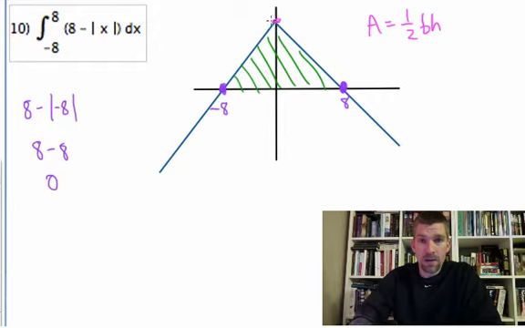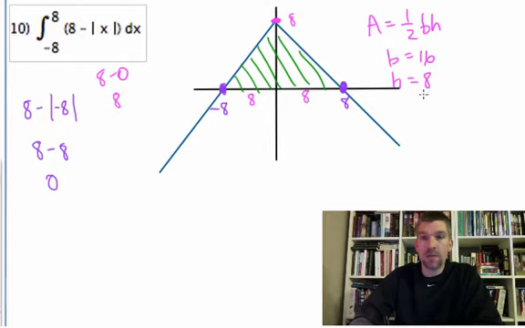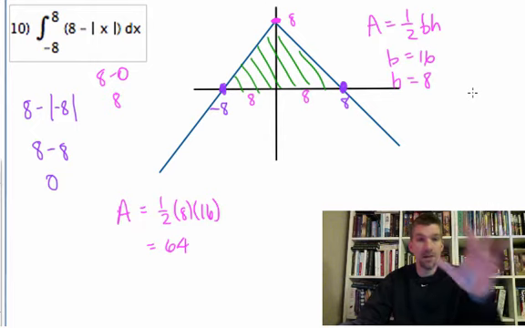The height right here at 0: 8 minus 0 is 8. So my height in this case is 8. My base right here is 8, and my base right here is 8, so base equals 16, height equals 8. So how do I evaluate this integral? I look at the area of the triangle that represents the graph shown. So 1/2 times 8 times 16 is 64. And there you go. This integral would be equal to 64.